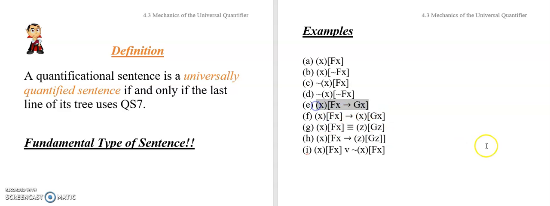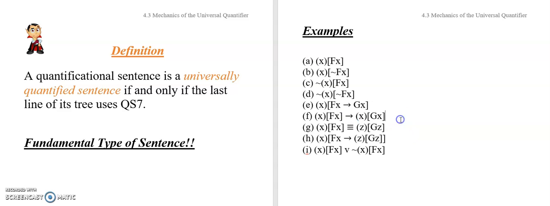This right here is an important construction we'll talk about a lot in the near future. This is a universally quantified sentence. In the last line of its tree, you would use QS7. So what type of sentence is it? It's a universally quantified sentence. Now, it's very similar looking to this one, but these are different. This is not a universally quantified sentence.